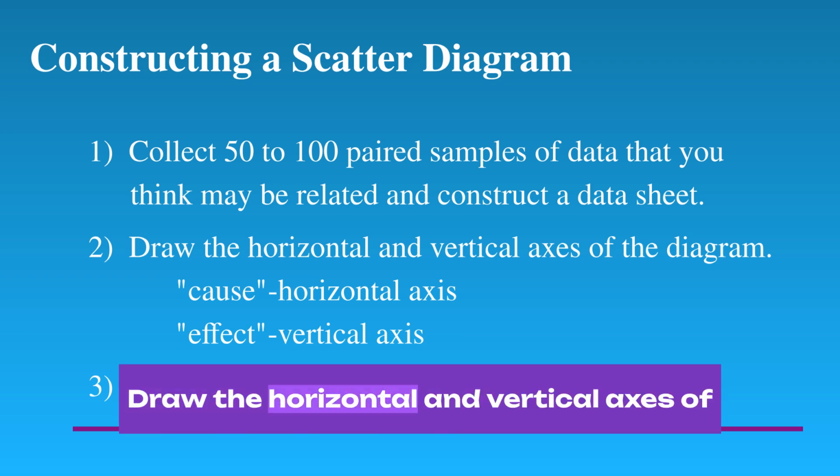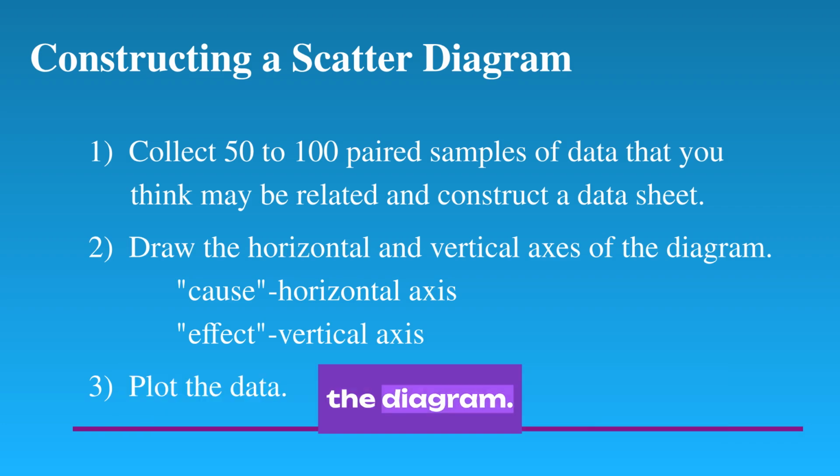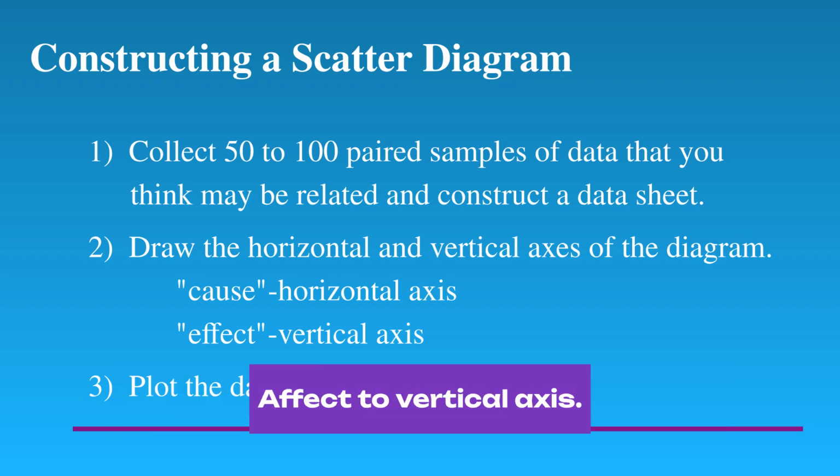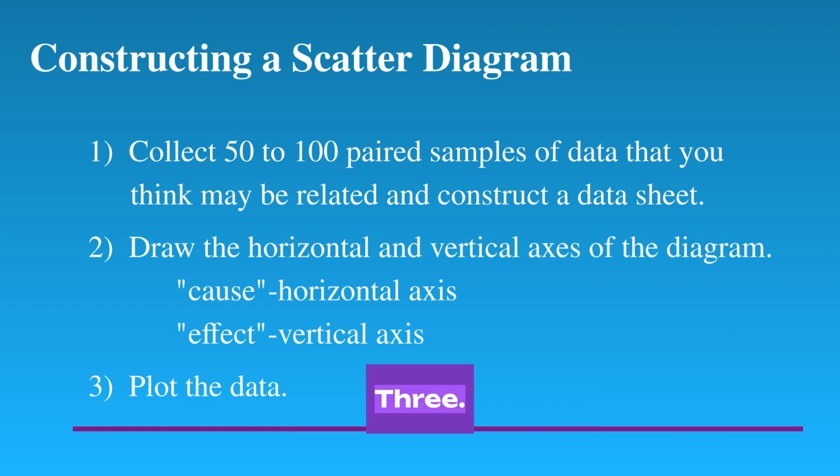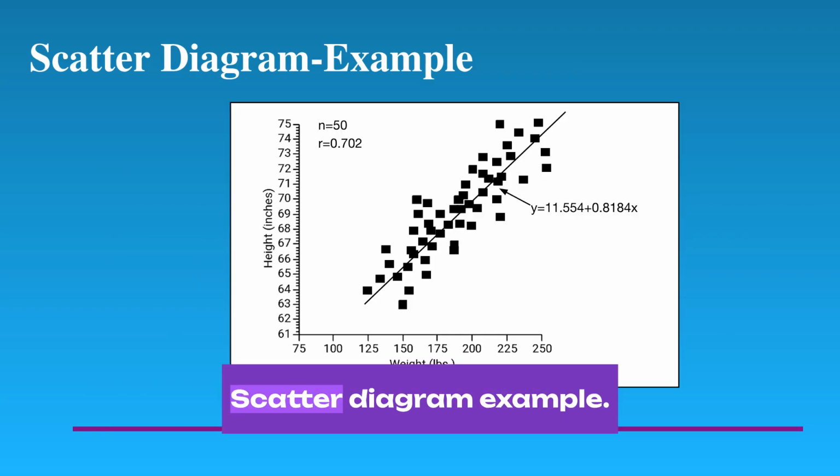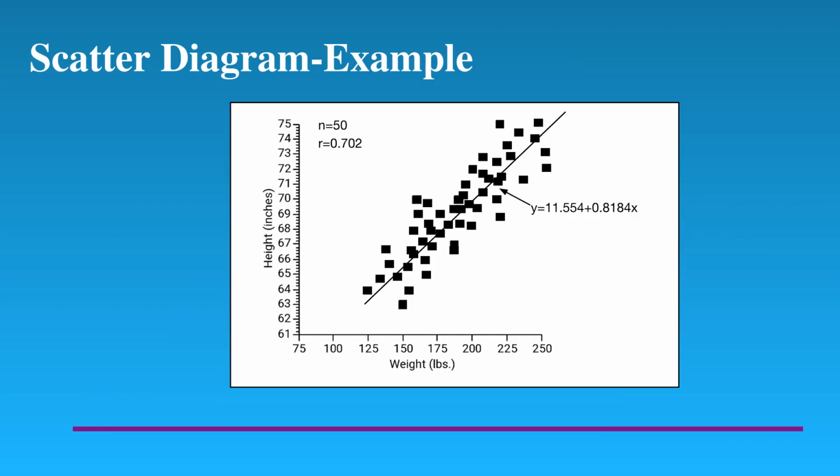2. Draw the horizontal and vertical axes of the diagram. Cause on the horizontal axis, effect on the vertical axis. 3. Plot the data. Scatter diagram example.